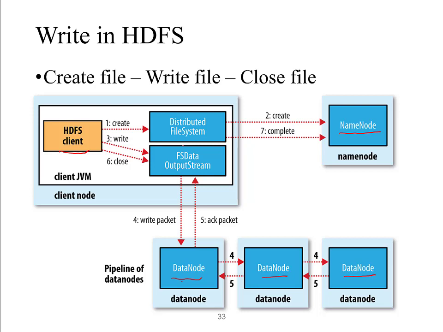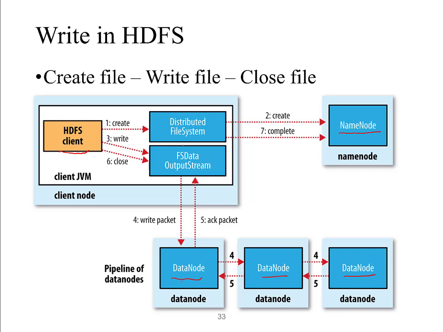If all these checks pass, the name node makes a record of the new file and tells the distributed file system. Then the distributed file system creates an FS data output stream for the client to start writing the data to. So here is the create file step. So the client starts to write data.